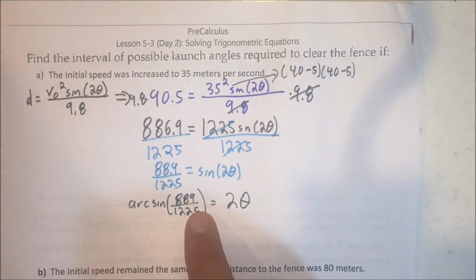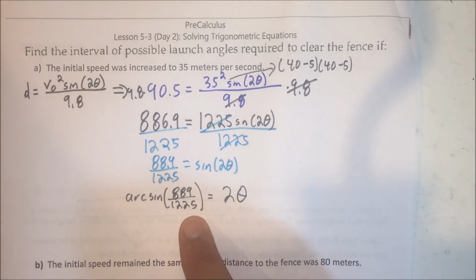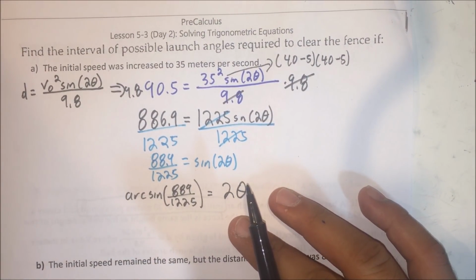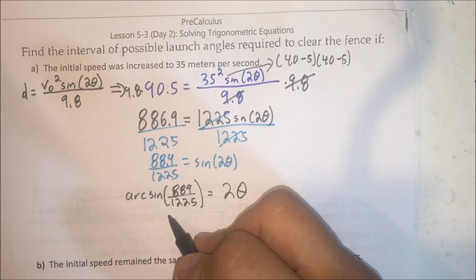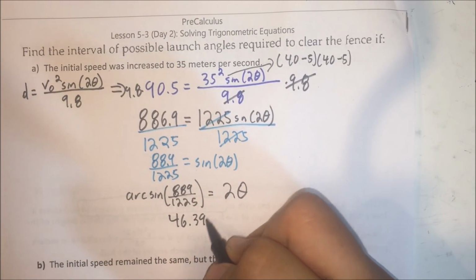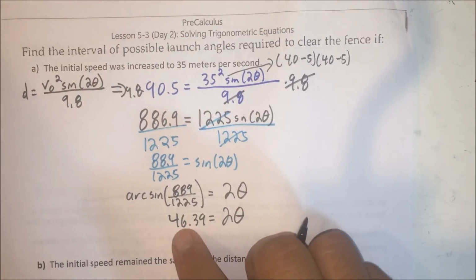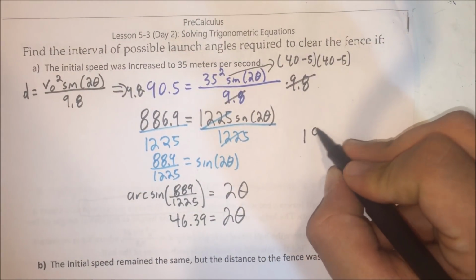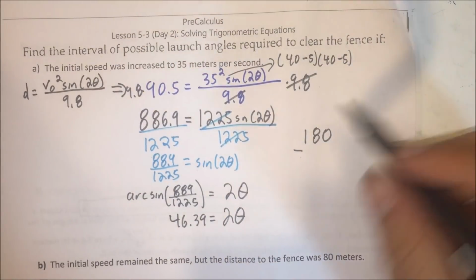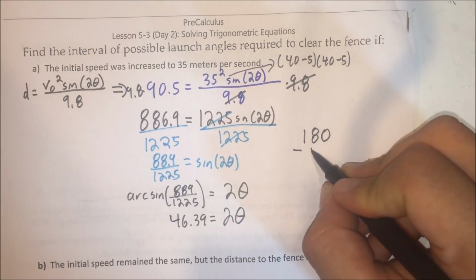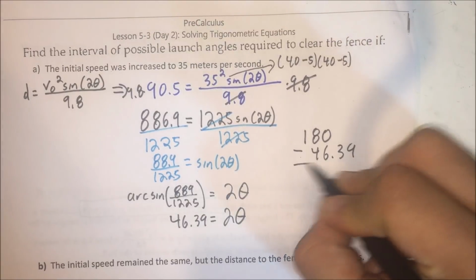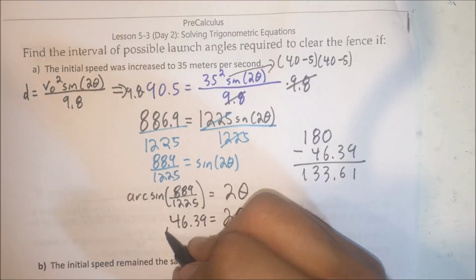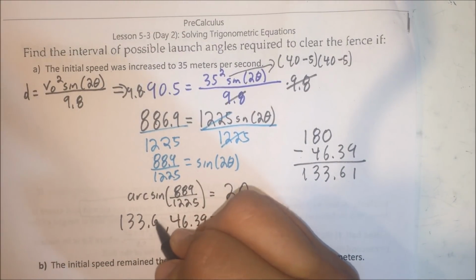We enter arc sine of 889 over 1,225 into our calculators. That's going to give us a grand total of 46.39. But again, remember, we have to take this angle to get the other sine that would have this as our coordinate. We have to subtract that from 180 degrees. That's going to give us 133.61. Again, feel free to do that in your calculator as well.